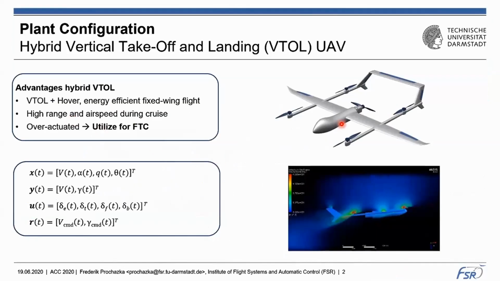I'm going to talk to you about fault-tolerant control for hybrid UAVs. So, this is our configuration, which is basically a combination of a typical fixed-wing aircraft with wings and a pusher motor and a multicopter with additional rotors. This aircraft is able to vertically take off and hover, but also achieve high airspeeds during cruise flight.